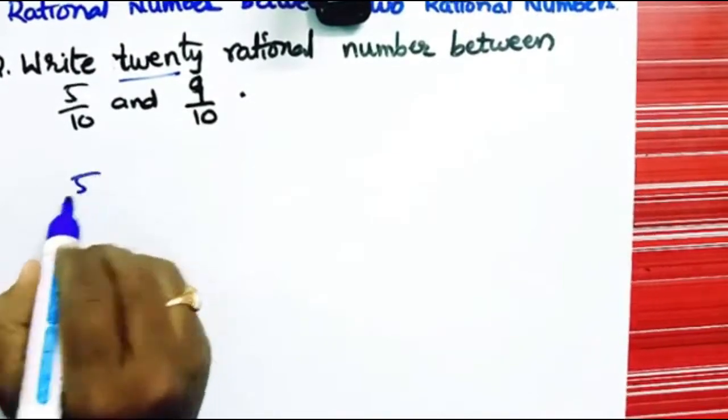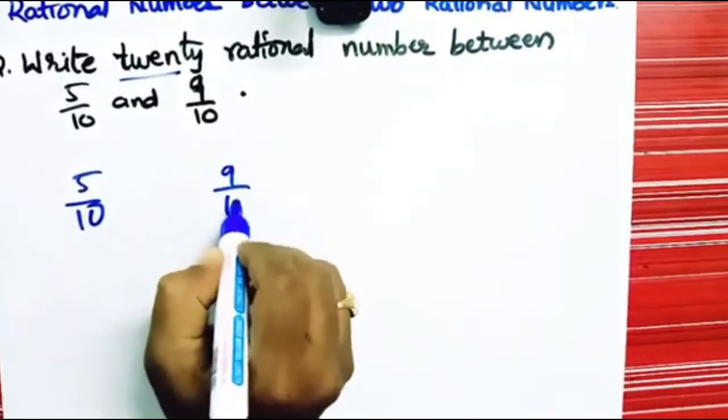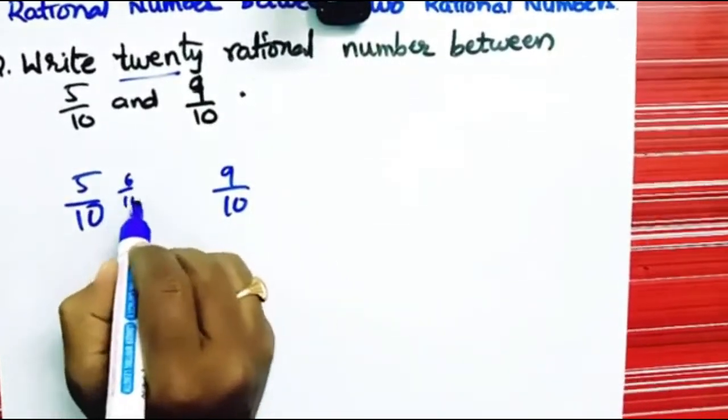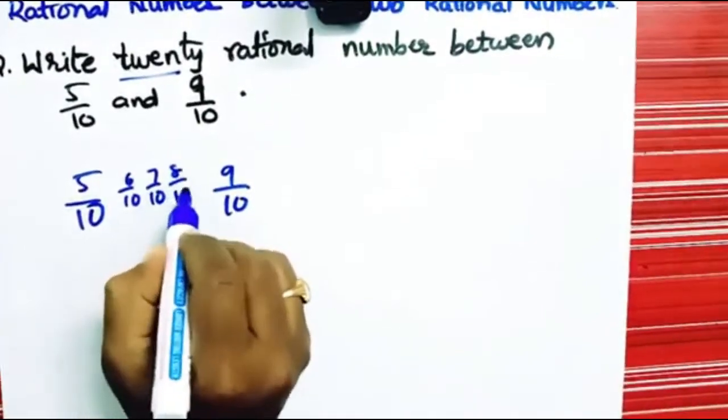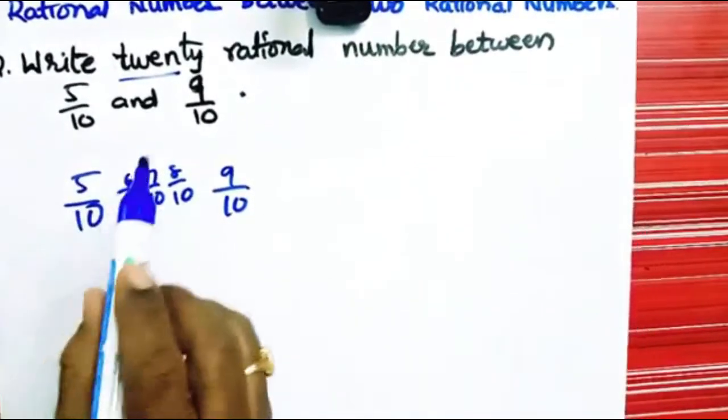Generally the given question is 5 by 10 and 9 by 10. In between these, actually we will get 6 by 10, 7 by 10, 8 by 10. Only 3 we will get. But they're asking for 20.